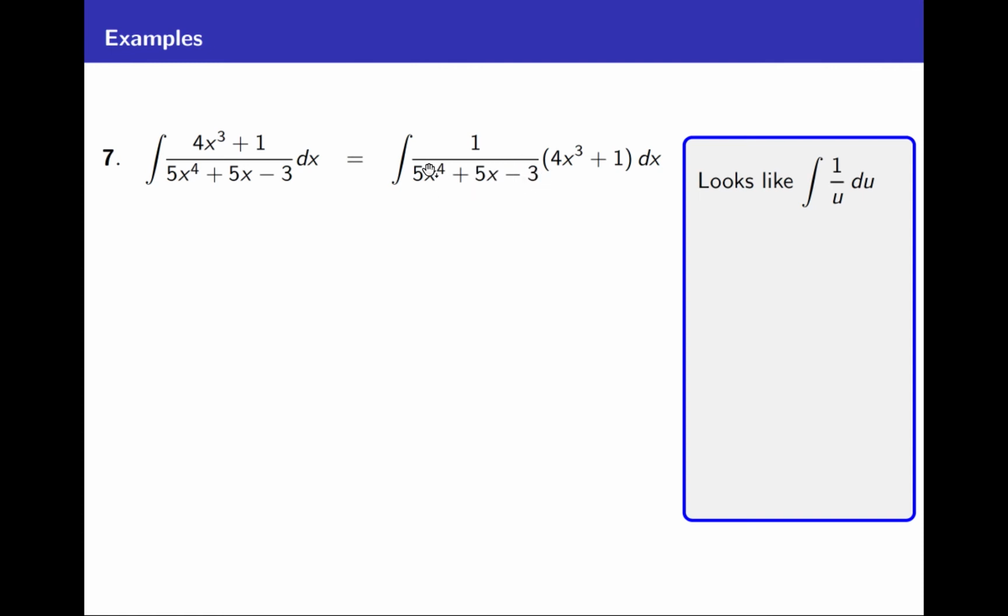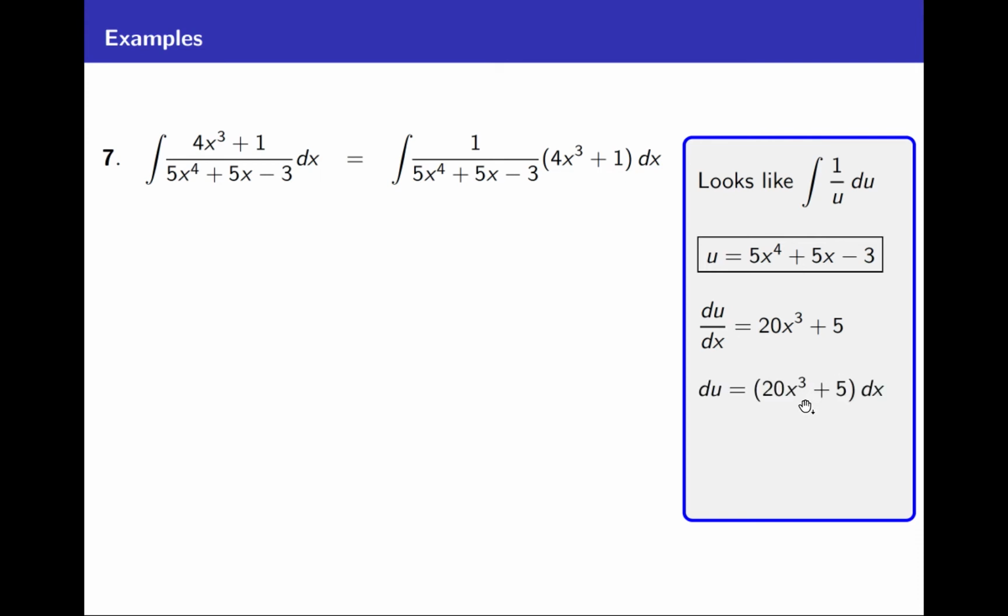Well, of course, what you'd want to do here, we just said it, you'd want to make u be equal to what's on the denominator. So u is 5x to the fourth plus 5x minus 3. Then you want to have this 4x cubed plus 1 dx replaced by du. But you got to check and make sure it's equal to du. It might not be. Take the derivative of u. You get du dx equals 20x cubed plus 5. Multiply through by the dx, and you get du equals 20x cubed plus 5 dx.